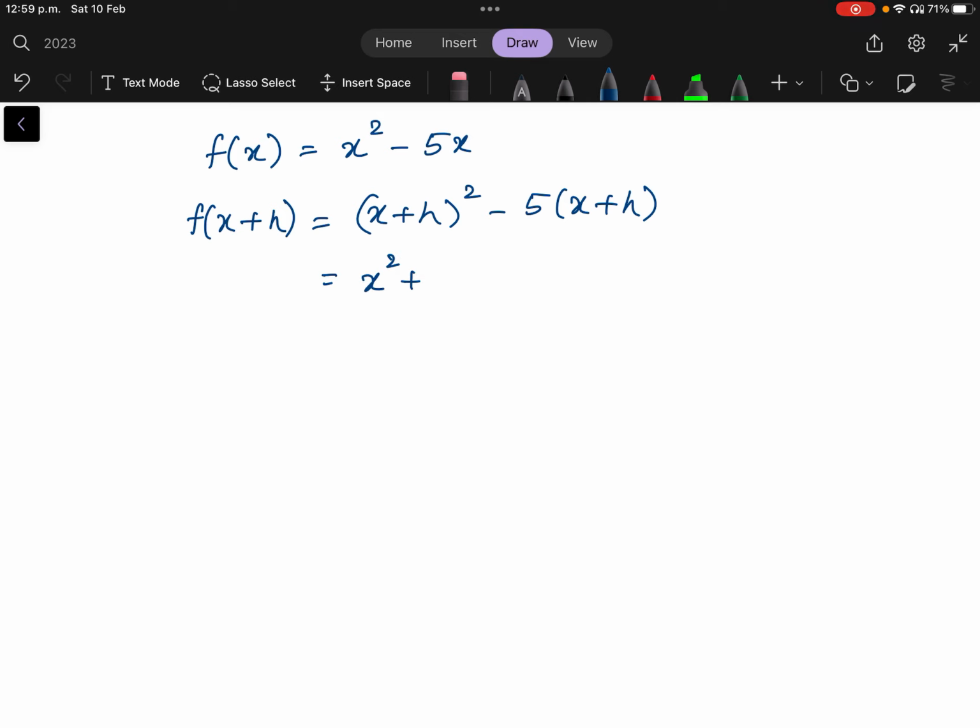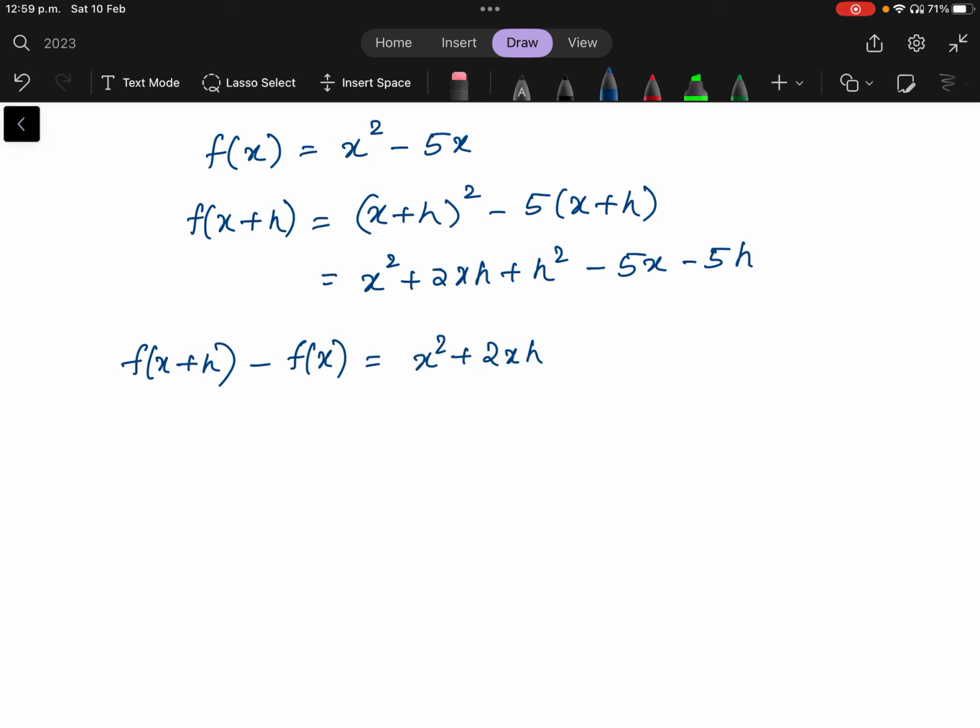So x square plus 2xh plus h square minus 5x minus 5h. Okay, remember the negative sign will apply. And the next thing is you subtract it, f of x plus h minus f of x. That is equal to, subtract these two, so x square plus 2xh plus h square minus 5x minus 5h minus x square plus 5x. Remember the negative sign.